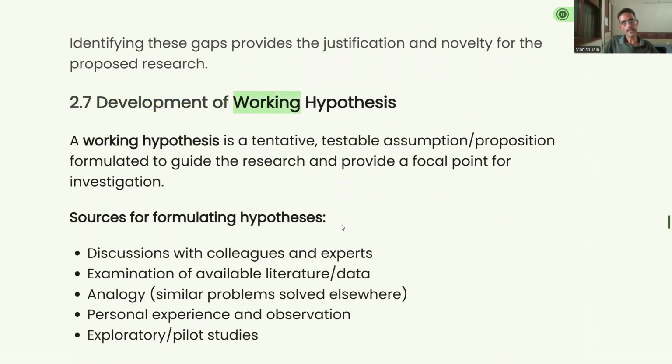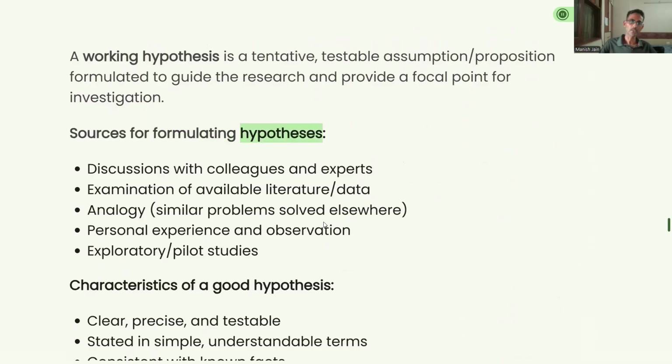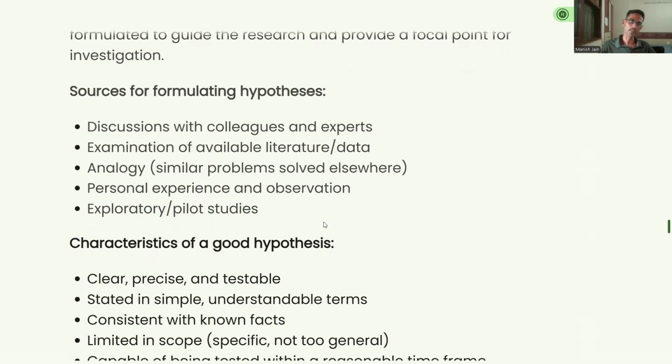2.7 Development of working hypothesis. A working hypothesis is a tentative, testable assumption or proposition formulated to guide the research and provide a focal point for investigation. Sources for formulating hypotheses. Discussions with colleagues and experts. Examination of available literature and data. Analogy, similar problems solved elsewhere. Personal experience and observation. Exploratory pilot studies.